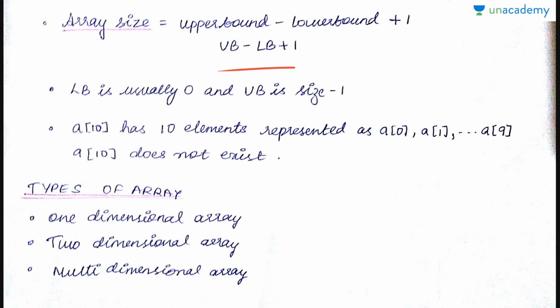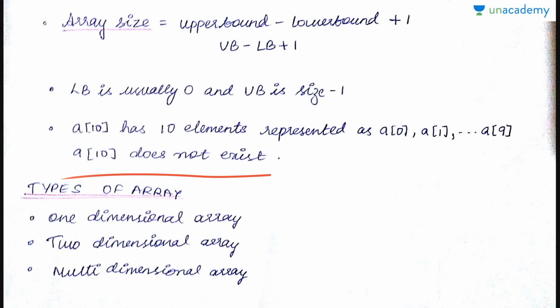If you're having a of 10 as 10 elements, we represent it as a of 0, a of 1, so on up to a of 9. To represent 10 elements, we actually start from the 0th number up to 9. 0 to 9 is 10 elements. Hence, you should remember that a of 10 does not exist. If you try to access an element a of 10, you'll obviously get an error, because such an element does not exist.